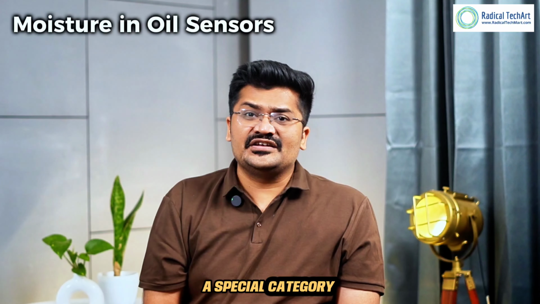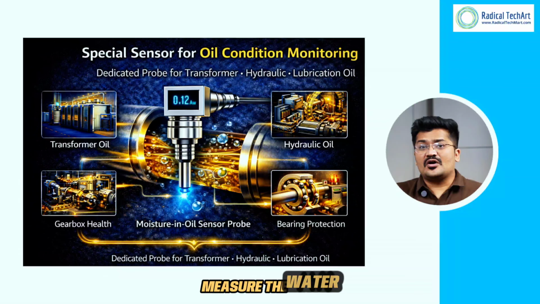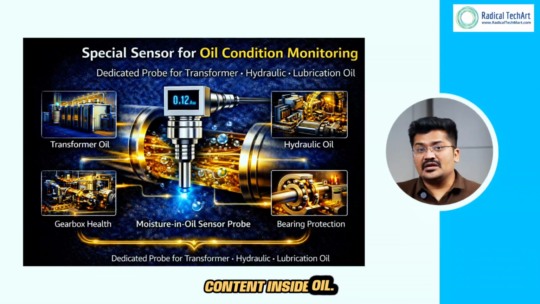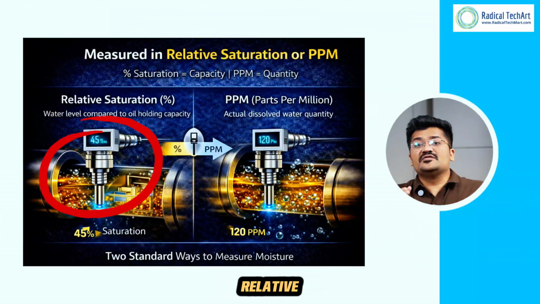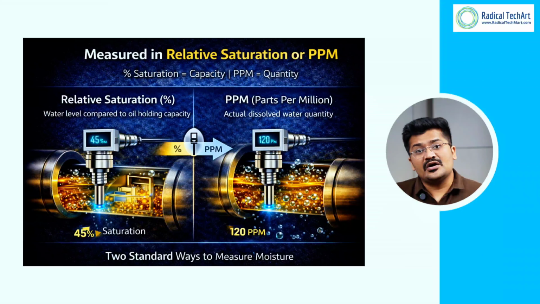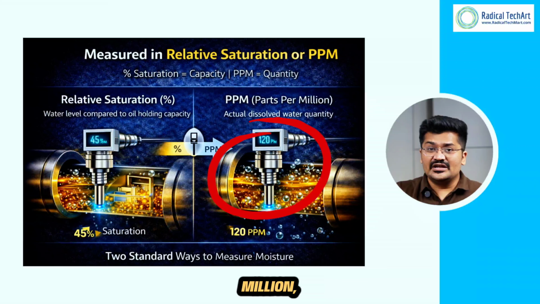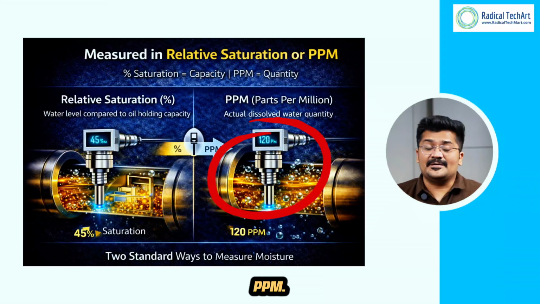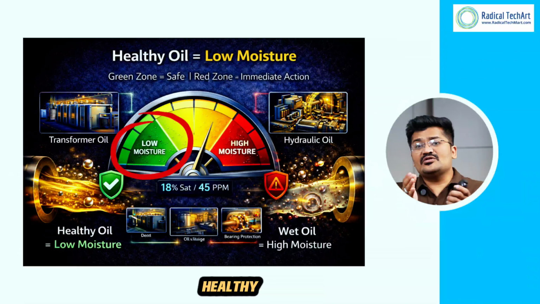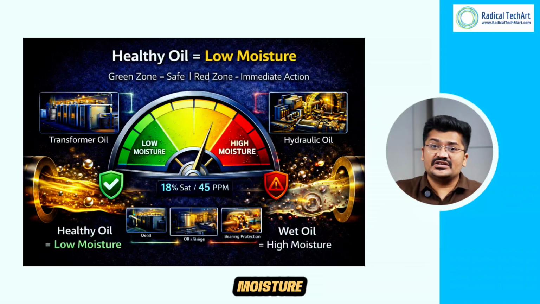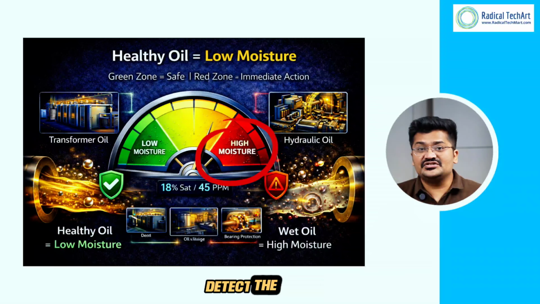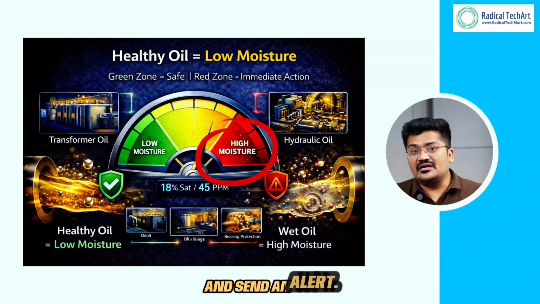A special category of sensors is called moisture in oil sensors. These sensors measure the water content inside oil. The measurement is usually expressed as relative saturation percentage or parts per million, often called ppm. For example, a healthy oil system may have very low moisture levels, but if moisture increases, the sensor will detect the change and send an alert.